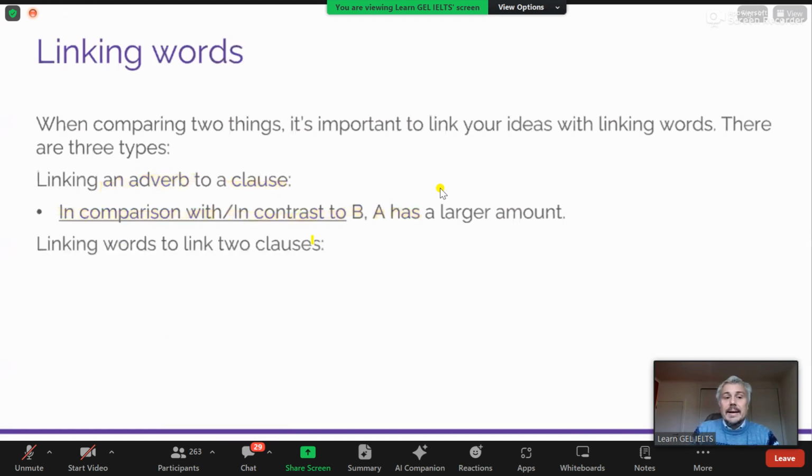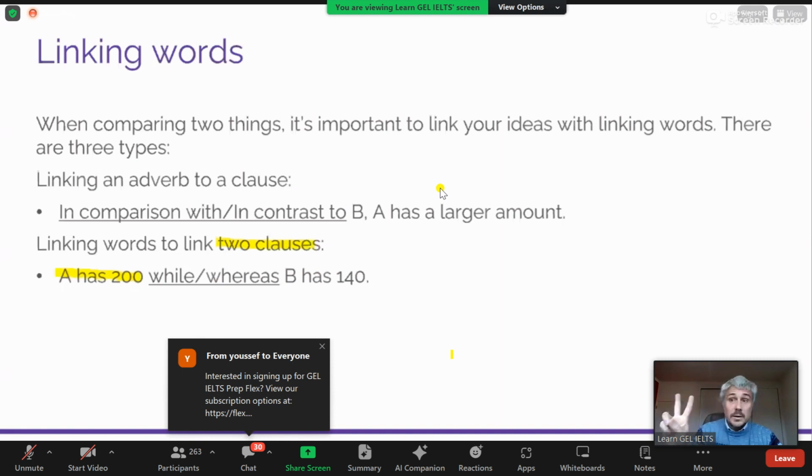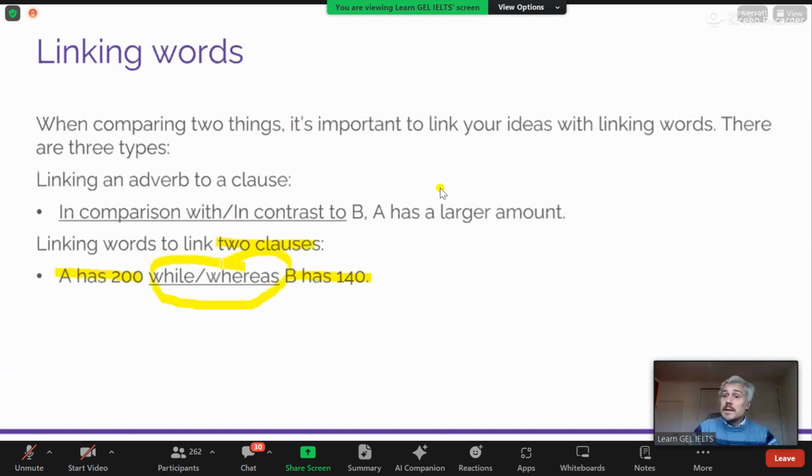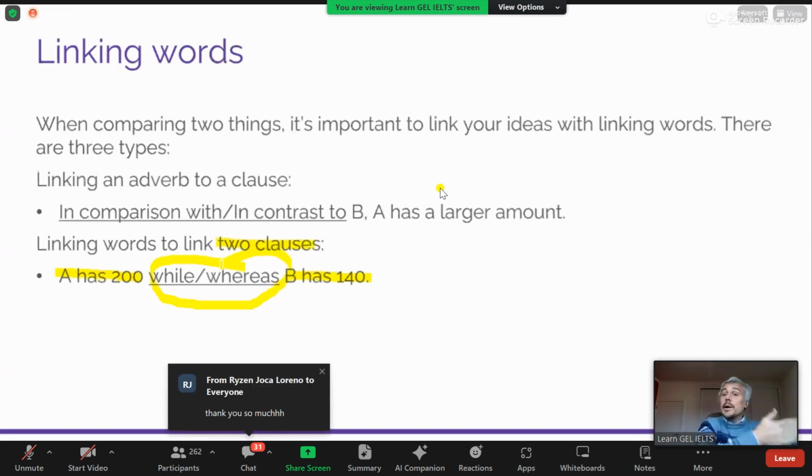We can also link two clauses in the same sentence. For example, A has 200. One clause, it has a subject and a verb. B has 140. A second clause, it has a subject and a verb. They are both in the same sentence. So we can use linking words like while or whereas to join them together. A has 200 while B has 140. Linking two clauses in the same sentence.